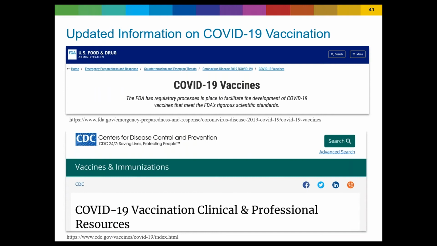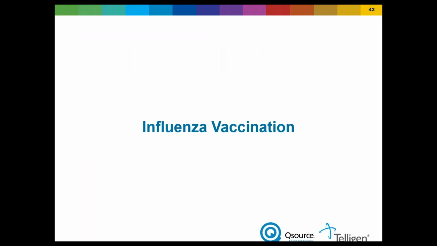Again, I want to emphasize that COVID-19 is an evolving, ever-changing pandemic, and data is being updated, and it is good to be current through visiting either FDA or CDC and other websites that are reliable sources of information. Next slide. So let's change focus to influenza vaccine. Next slide.